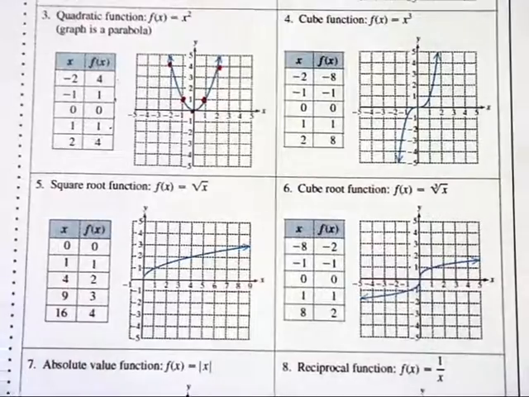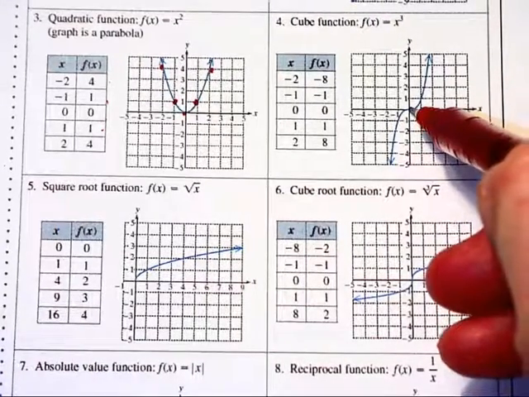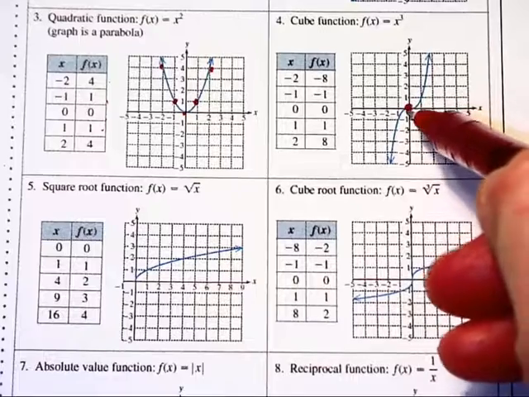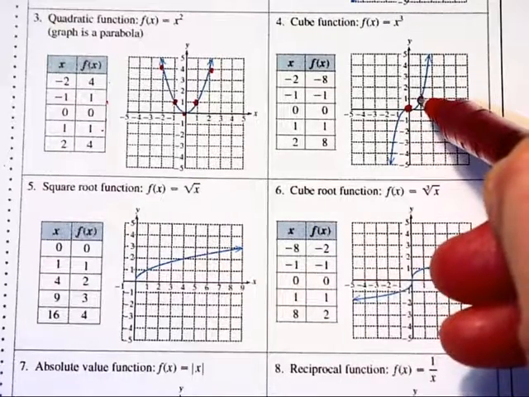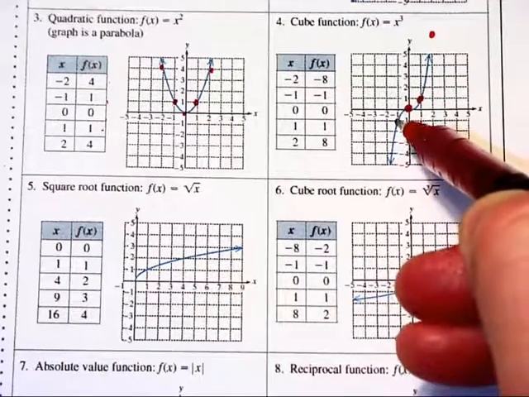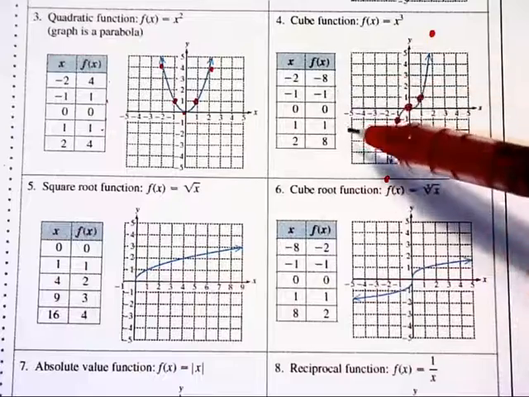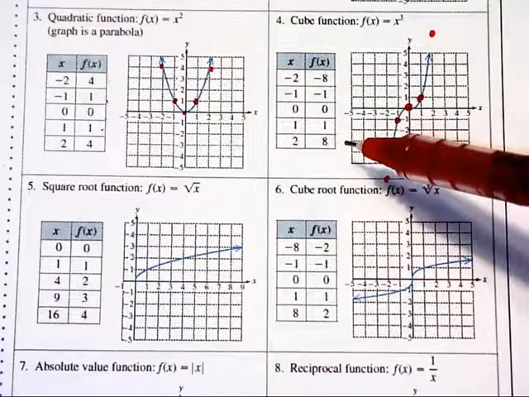This next graph to the right, the cubic graph, might not be one you're as comfortable with. 0 cubes to 0, 1 cubes to 1, 2 cubes to 8. And so you have these key points on the graph that you see here in the XY chart, and you pretty much need to have that memorized.